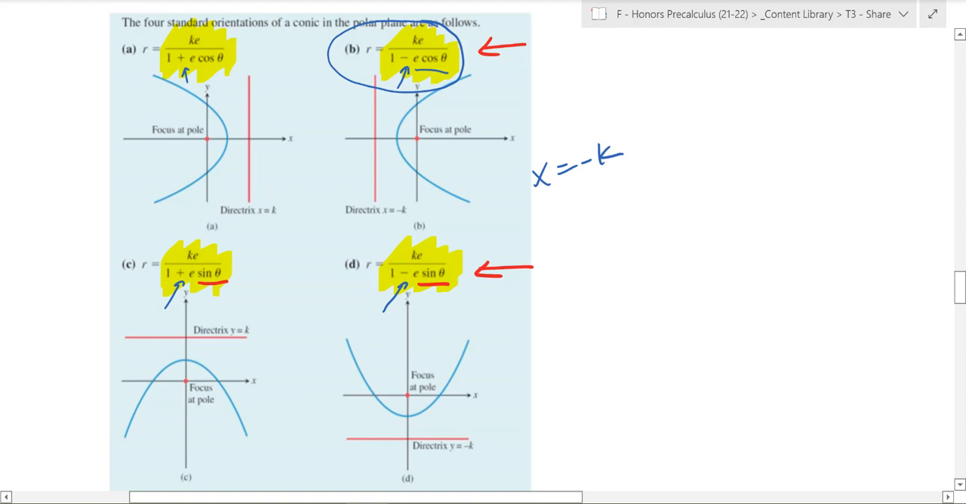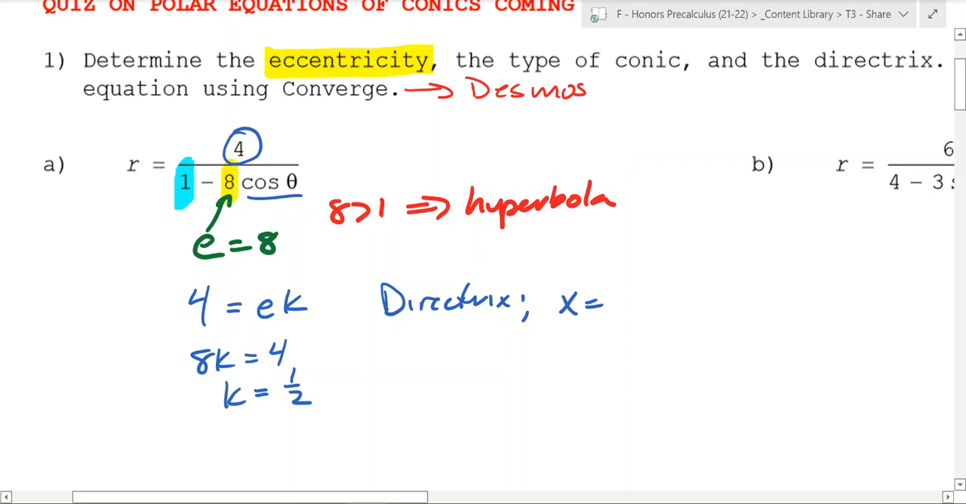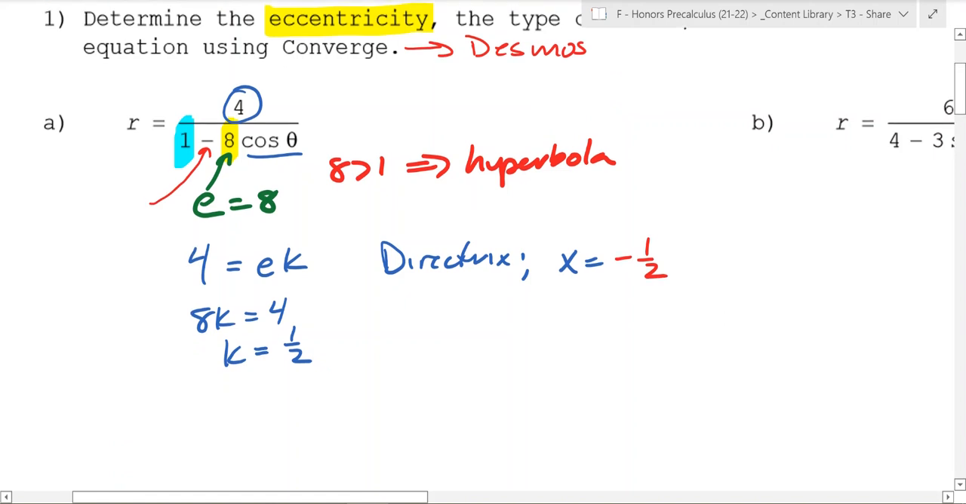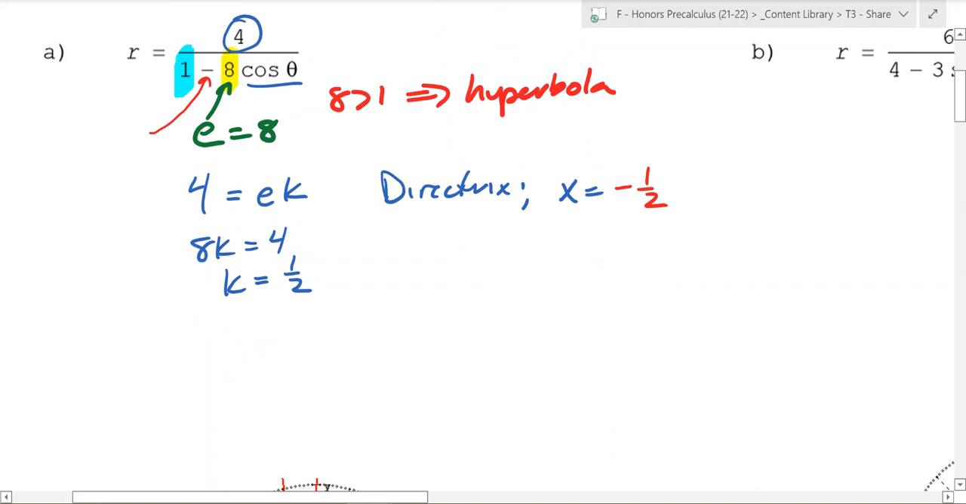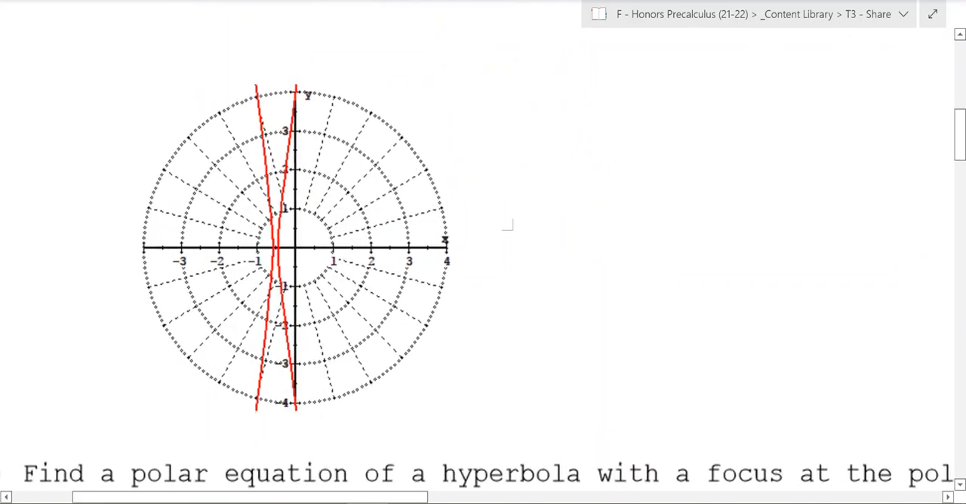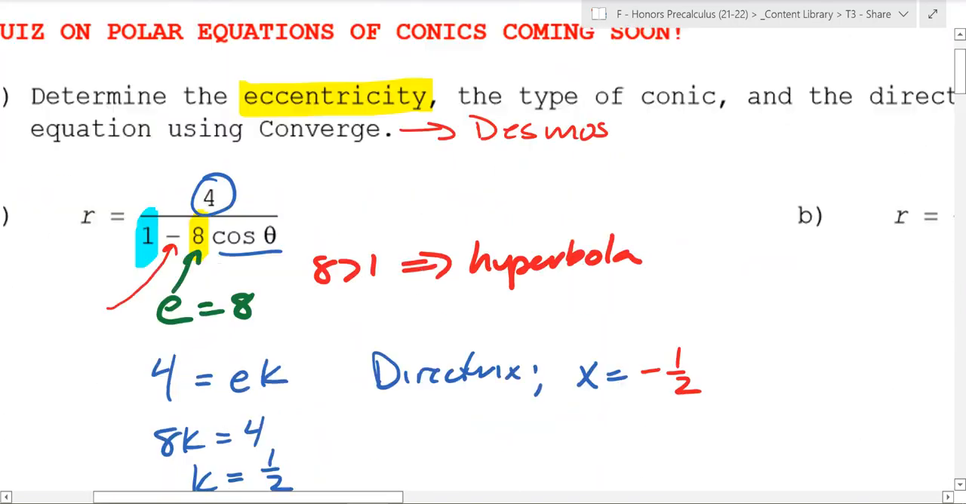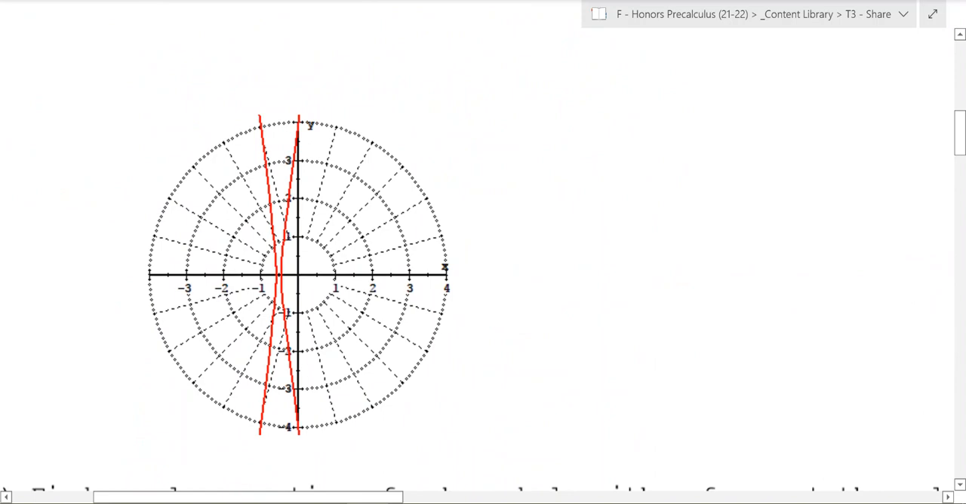So what that means, going back to our first equation, we have a minus sign right there. So that tells us that the directrix is going to be x is equal to negative 1/2, because in this case it's minus. If it was plus, it'd be x equals a half. So when you graph this on your calculator, you're going to get something like this right here. Remember that the origin is right here, and that's also the focus, and then this right here, x equals negative a half, that's your directrix right there.